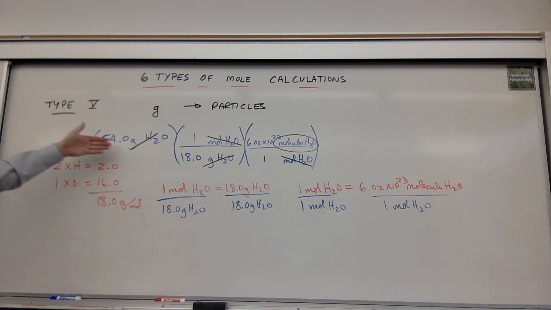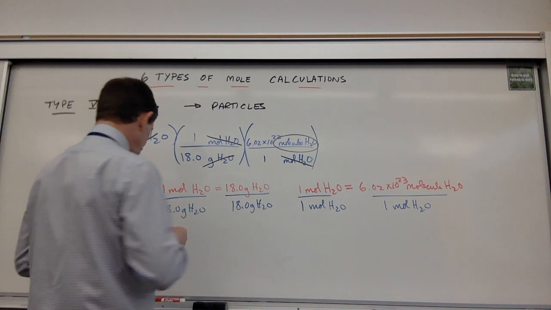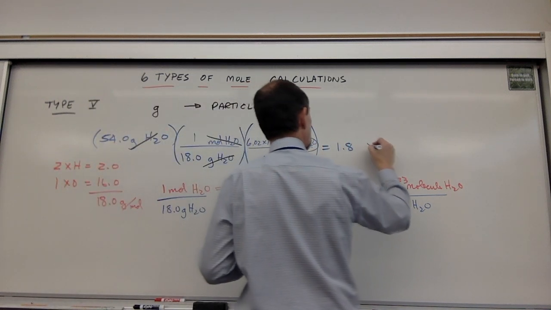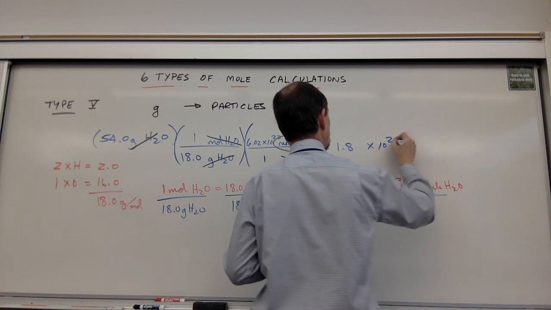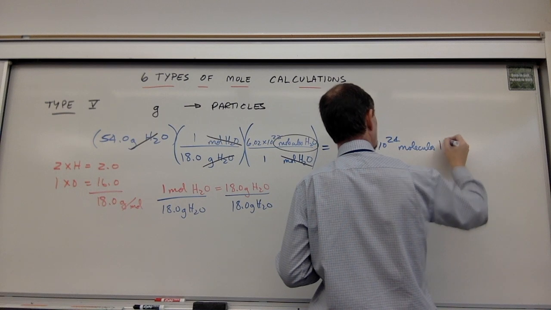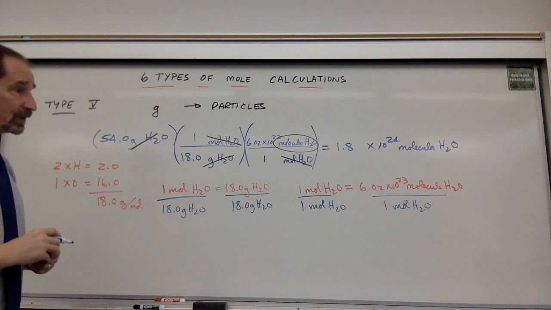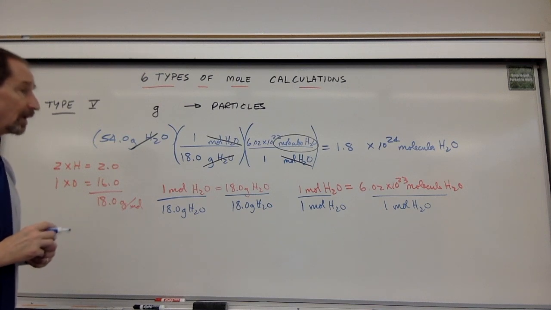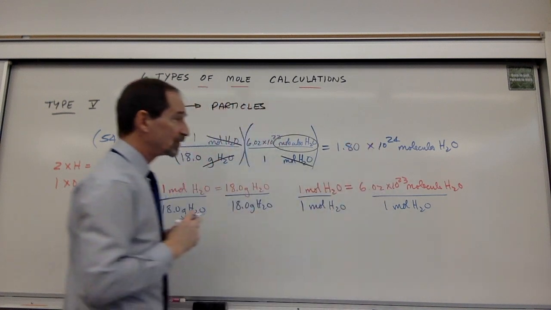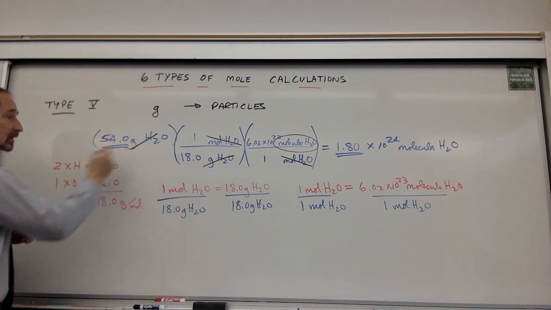If I take 54 and divide by 18, that's exactly 3. 3 times 6, that becomes 1.8 times 10 to the 24th molecules. And we have to put molecules of and the species, molecules of water. I would have to do the math on a calculator. I'm not sure if that's 1.80 or 1.81, but I know I need 3 significant figures here because I had 3 significant figures when I started.